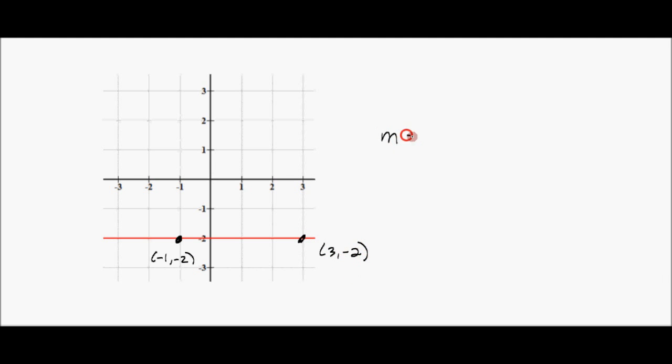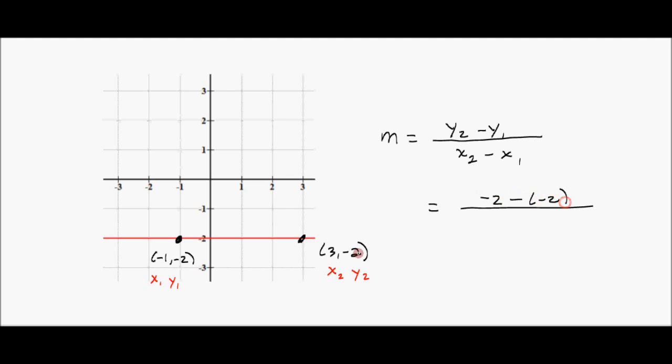And once again, using this formula for the slope, y2 minus y1 over x2 minus x1, let's let this be x1, y1, and this x2, y2. So when we plug those into the formula, y2 minus y1 is -2 minus a -2, right? That one minus that one. So -2 minus a -2. And on the bottom, we're going to have 3 minus a -1.